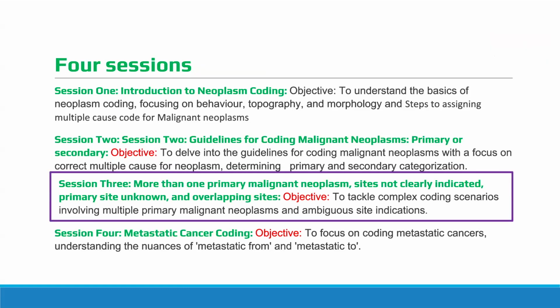There are 4 sessions on Introduction to Neoplasm Coding. It covers the following sessions. Session 1, Introduction to Neoplasm Coding with the objective of understanding malignant neoplasm coding basics, focusing on behavior, topography, and morphology. Session 2, Primary and Secondary Coding Malignant Neoplasms, with the objective of reviewing the guideline for coding malignant neoplasms, including multiple cause codes and secondary coding for malignancy.